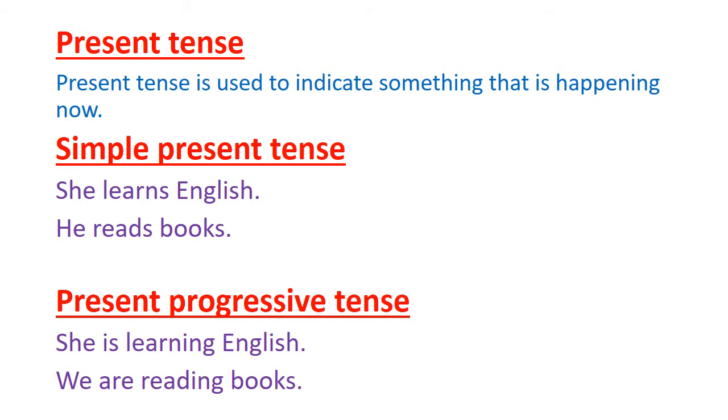Let's see present progressive tense. Present progressive tense we use to describe an action which is happening at the moment of speaking. When we are speaking, it is not finished. Unfinished actions. She is learning English. We are reading books. That means at the moment of speaking, she is learning English. We are reading books. Not finished.